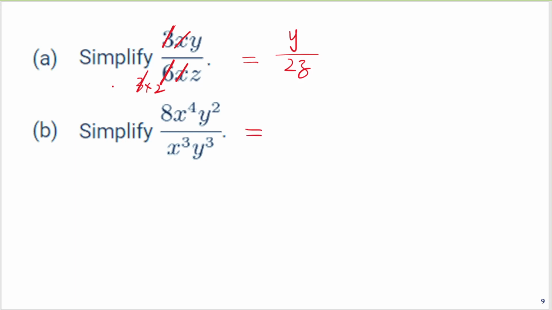Second one, copy 8 there because it cannot be canceled with anything. x to the power of 4 cancels with x to the power of 3 and gives us an x, and y to the power of 2 with y to the power of 3 gives us a y here, right? So that gives us 8x over y. Did you get it?